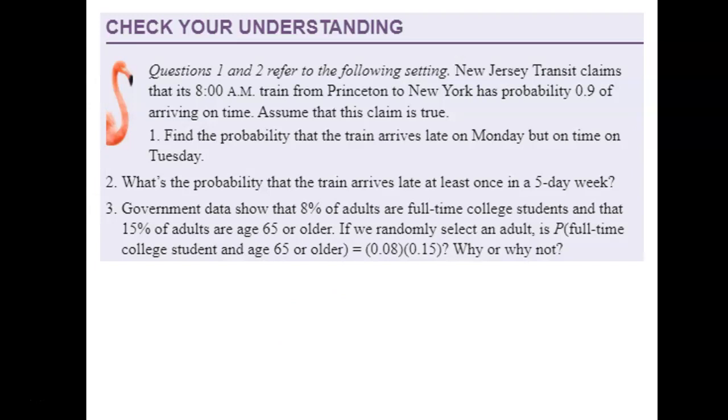All right, checking our understanding. Questions 1 and 2 refer to this setting. The New Jersey Transit claims that its 8 a.m. train from Princeton to New York has a probability of 0.9 of arriving on time. Assume that's true. Find the probability that the train arrives late on Monday, but on time on Tuesday. So you're going to multiply 2 events together on that one. Okay, figure those out. And then what's the probability that the train arrives late at least once in a 5-day week?